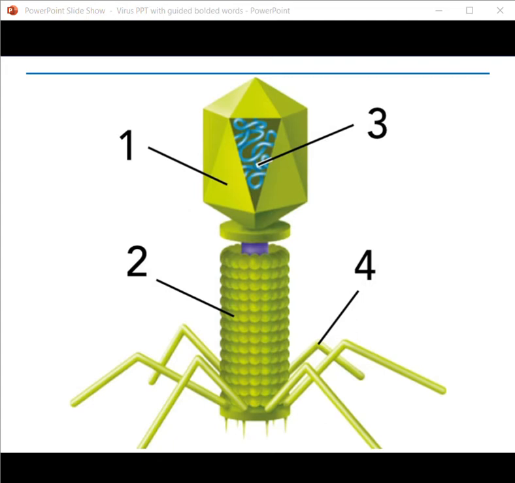The words I'm going to give you are DNA, head, tail fiber, and tail sheath. So take a few seconds while looking at this photo to see if you actually remember what part goes where. Again, those words are DNA, head, tail fiber, and tail sheath. So I'll give you about 20 seconds.